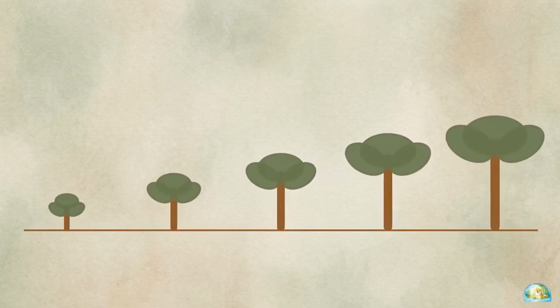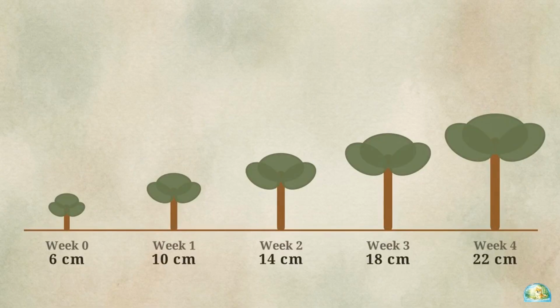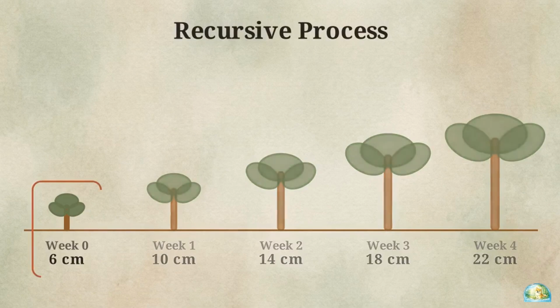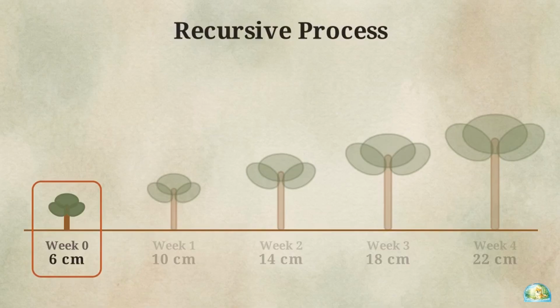This row of saplings maps out a different kind of growth. A plant is 6 centimeters tall now and grows 4 centimeters each week. Let's write a recursive process for the height. A recursive process has a strict first requirement. You must state the exact starting value before doing any calculations. Here, the first known height is h of 0 equals 6.